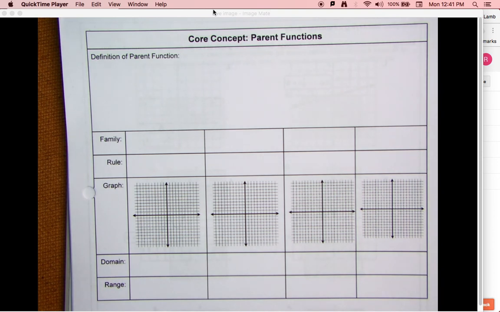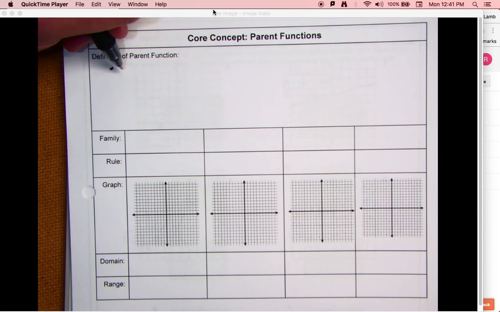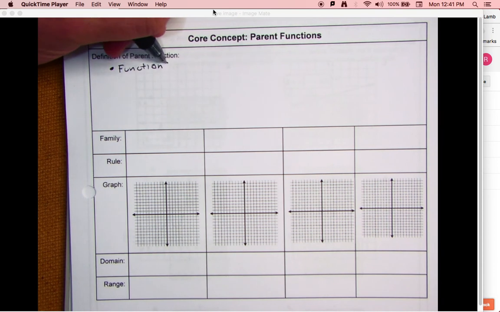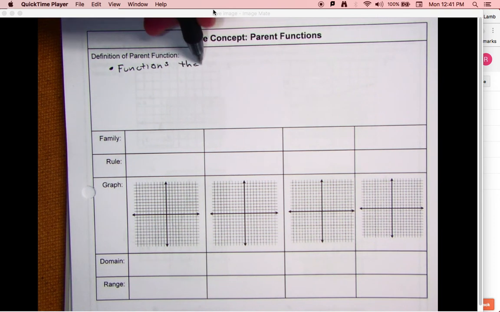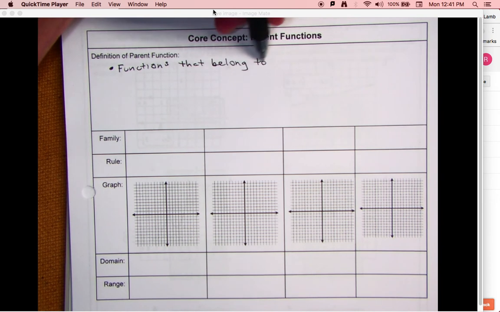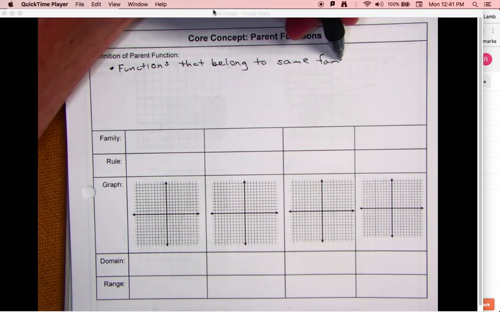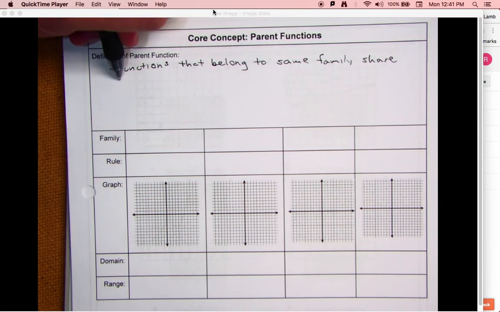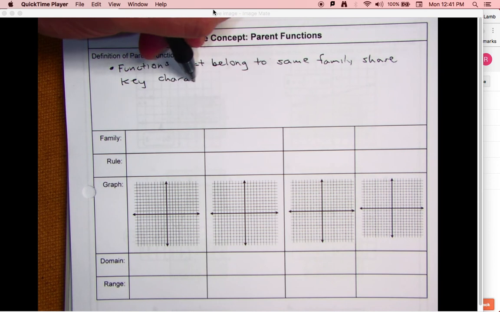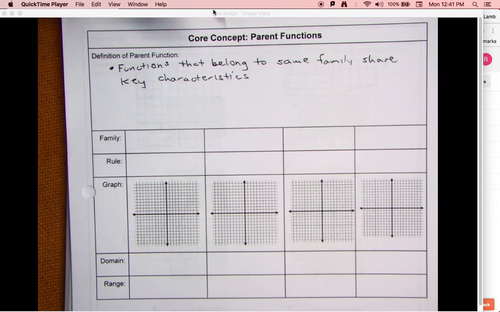Okay, so the definition of a parent function. I've got three little bullet points I want to put in this definition. The first one is functions that belong to the same family share key characteristics. And that's what I alluded to earlier. You might have the same nose as your mom or dad or your grandpa. You may have the same eye color, the same lips, the same brow. Basically, you look like them. When you have functions that all belong to the same family, they all look the same. Some might be skinnier, some less skinny, taller, but they have the same key characteristics.